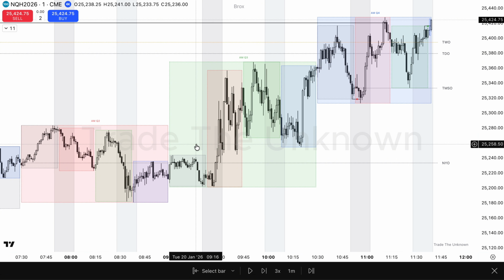Here we're looking at a bit more of a messy delivery from a previous day, but you can see the same thing happens here. So around your first inducement of the third quarter of AM, price manipulates down, takes out the previous low. This is your high probability setup.